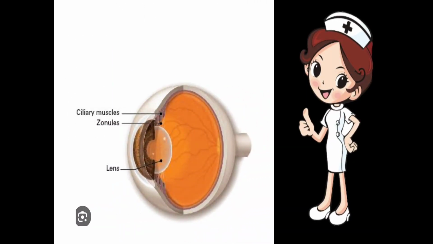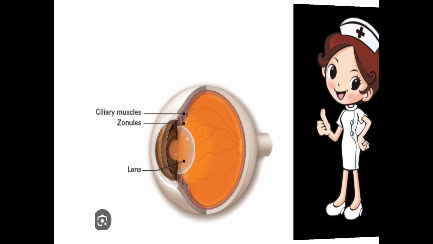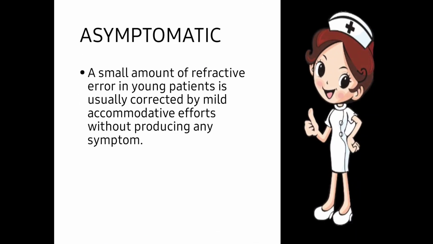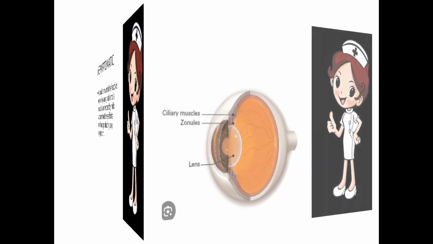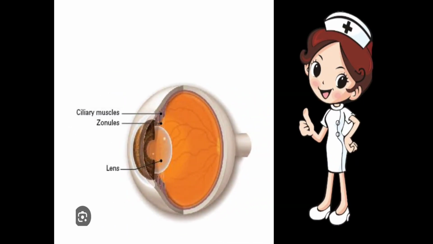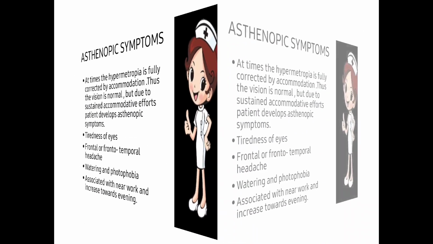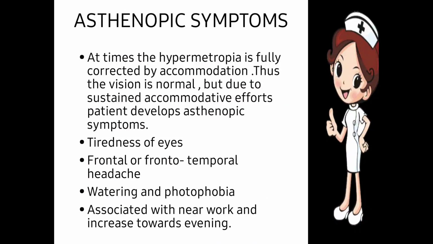Now, as we all know, the accommodation is done by the lens. The lens will accommodate itself with the help of ciliary muscles as well as zonular fibers. They help the lens to contract as well as relax so that the lens will accommodate, and the asymptomatic hyperopia will be corrected by using the accommodative efforts. It doesn't require any kind of correction. Next one is asthenopic symptoms.